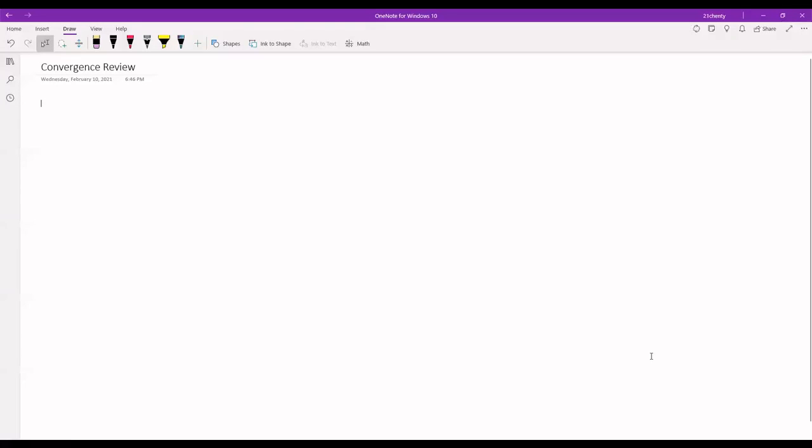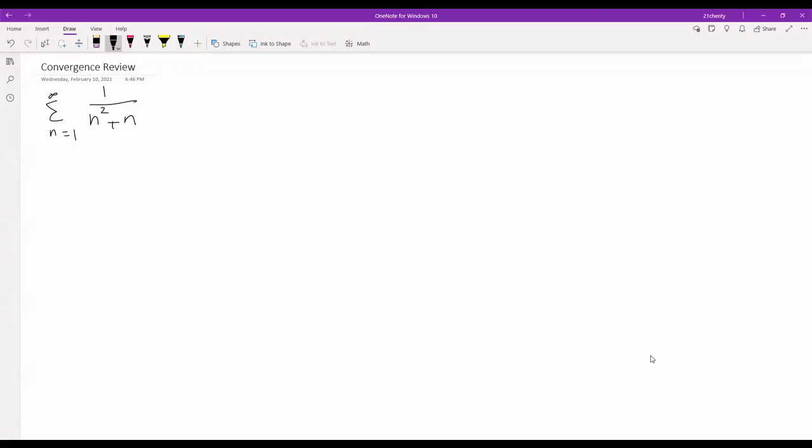Okay, today we are doing the convergence review problems on page 748 of the textbook for infinite series. So starting off with number 3, which is an infinite series starting from 1 and going to infinity of 1 over n squared plus n.